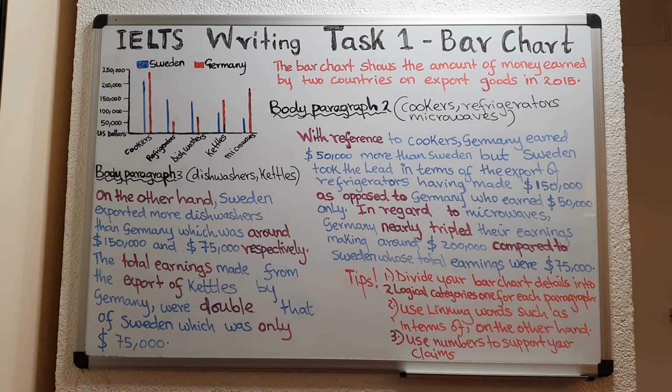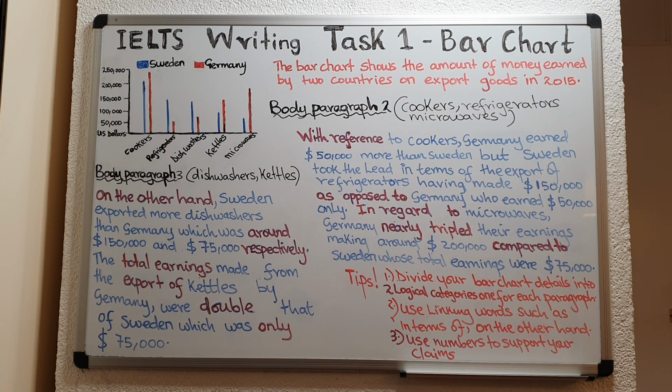The next point, try and ensure that for each of the items, you compare them in terms of the two countries. In the first case, with reference to cookers, I compared that in terms of Germany and Sweden. Germany earned more than Sweden. And then when I moved on to refrigerators, I used the linking word "but," because in that case, it was the opposite, because Sweden took the lead in terms of the export of refrigerators. Okay?